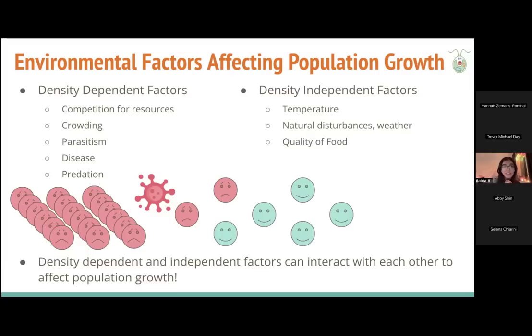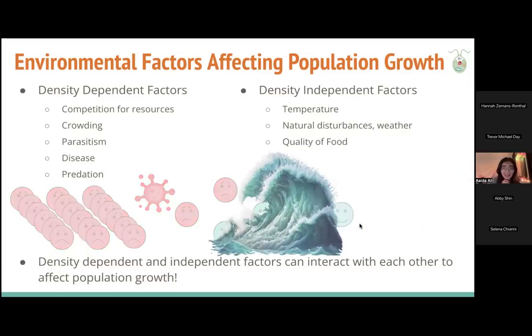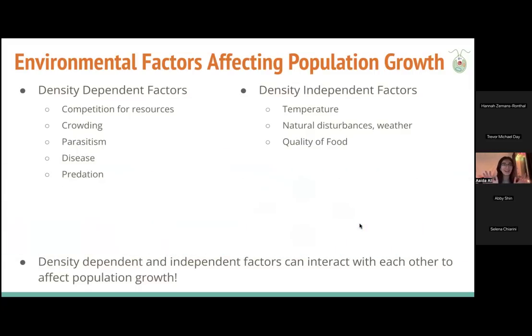And so I have another animation here. So let's say we have a tsunami. That's just going to wipe everyone out. It does not matter how close they are together or how far apart they are. That wave is coming. That natural disaster is going to come and affect everyone.